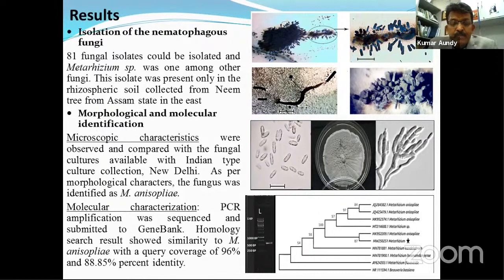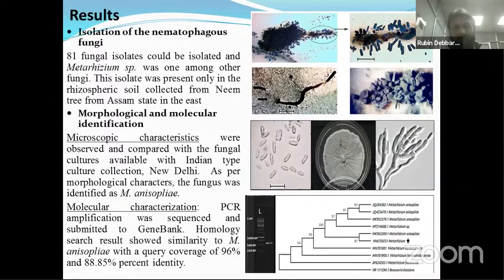Yes, one slide, sir. For microscopic, we can see the conidia and the style of the colony. For molecular, the closest species for this marker is Metarhizium anisopliae, but it is giving only 88.8 percent, so I think another marker is needed to make sure.